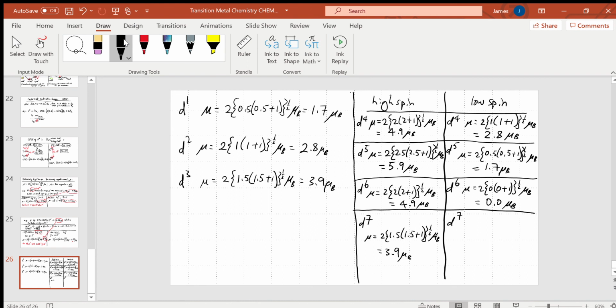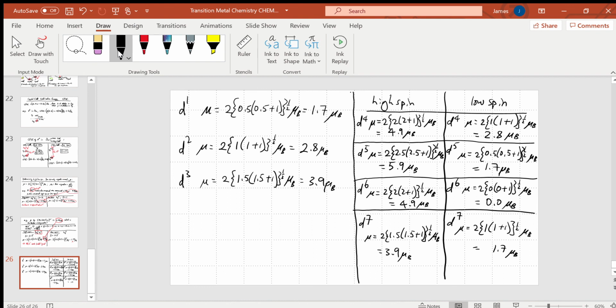And if it's low spin, we have an overall spin of 1. So that's 2, 1, 1 plus 1, square root Bohr magneton. That's 1.7. Done it again. Brain said Bohr, my hand wrote beta. Oh, the psychology of it, it's fascinating.